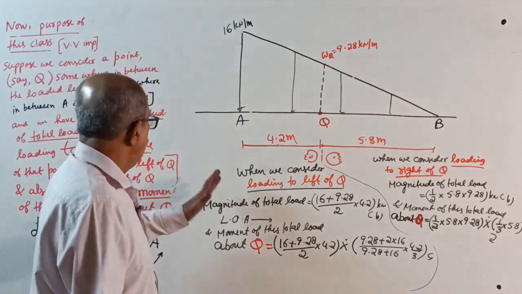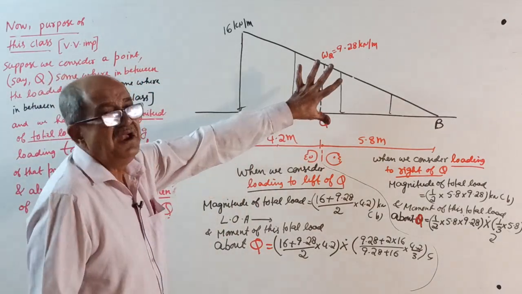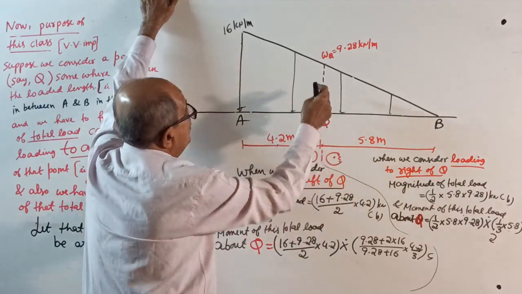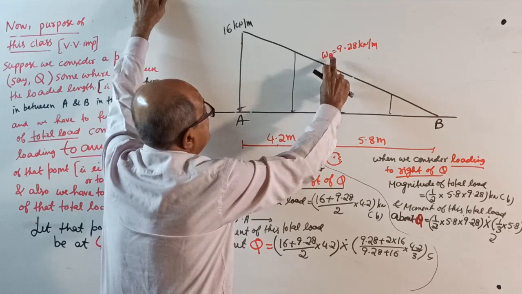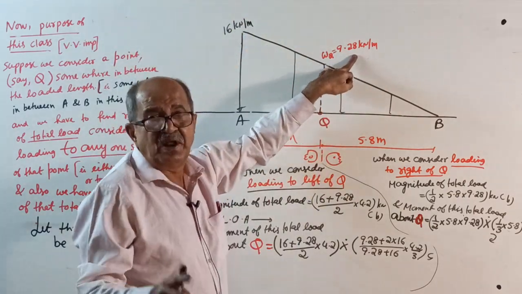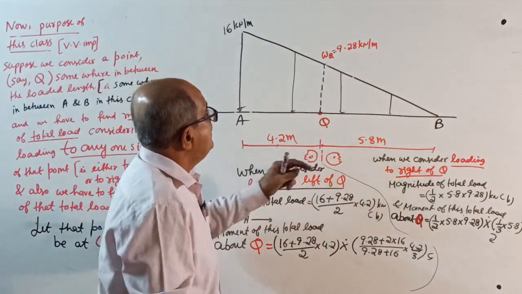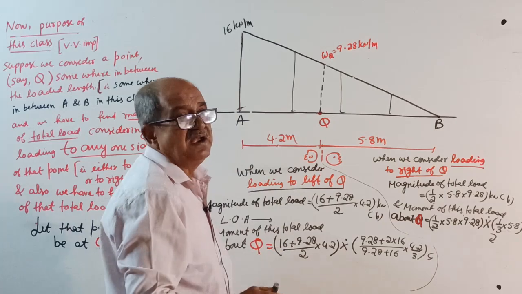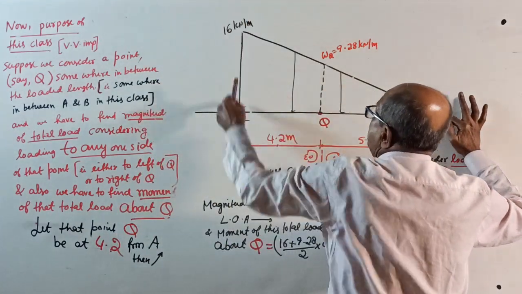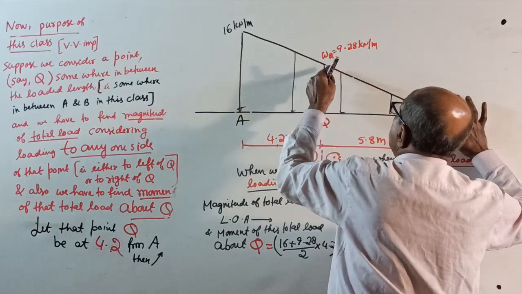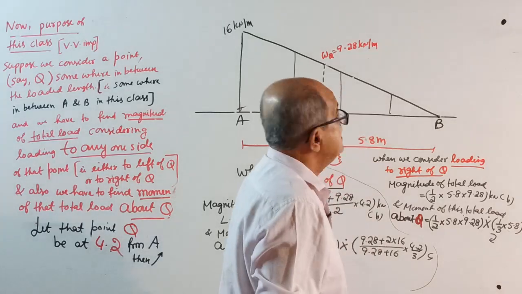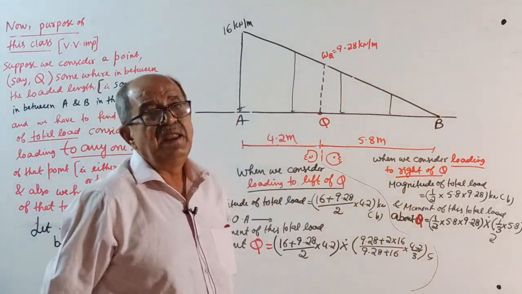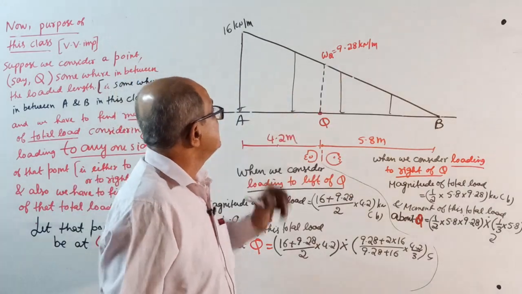Start now. I said a point Q at 4.2 from A. Neat sketch: 16 here, total is 10. At the point Q, let the intensity be W suffix Q. You should write, let W suffix Q be the intensity at Q. Then, by similar triangles, if this is 4.2, that is 5.8. 16 divided by 10 equals W suffix Q divided by 5.8. W suffix Q equals 9.28 kN per meter. Enter the answer.